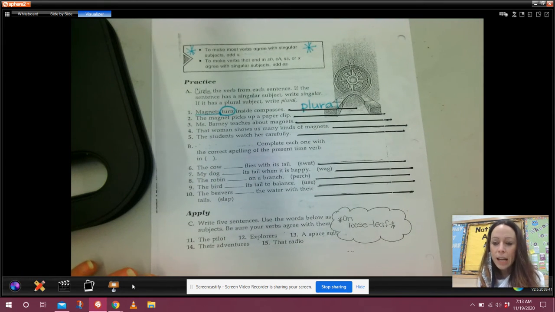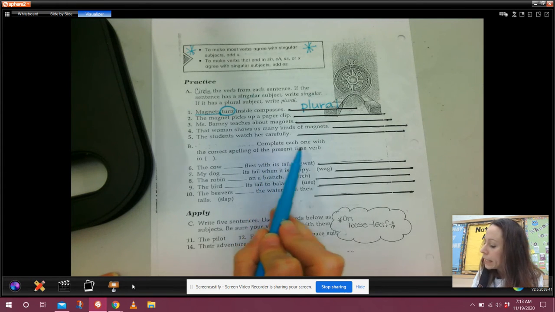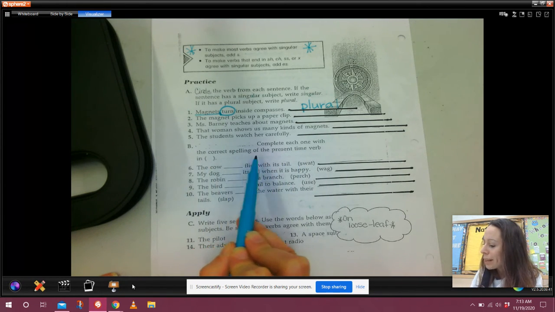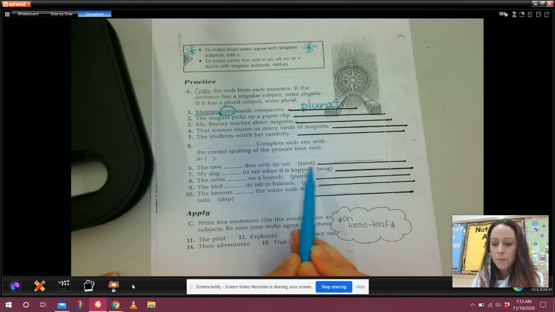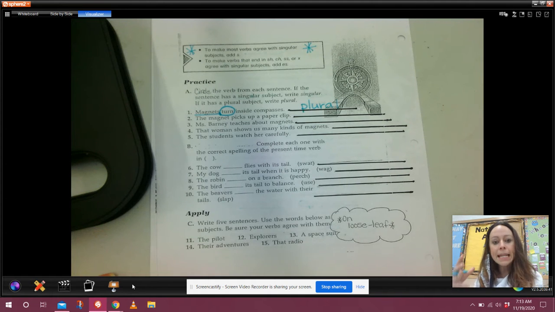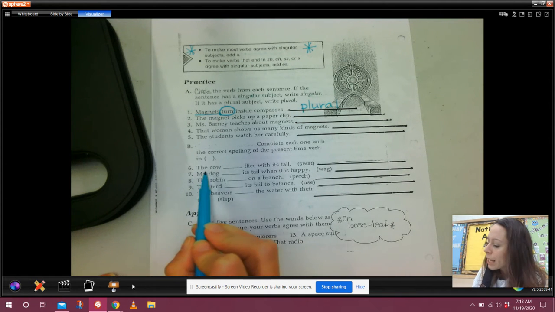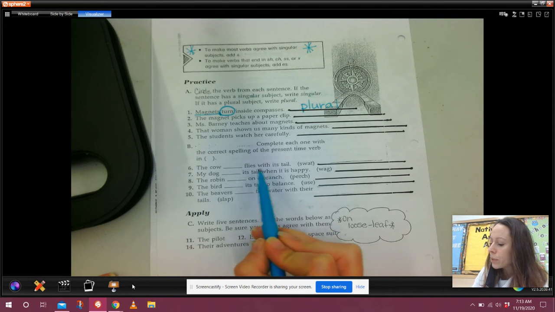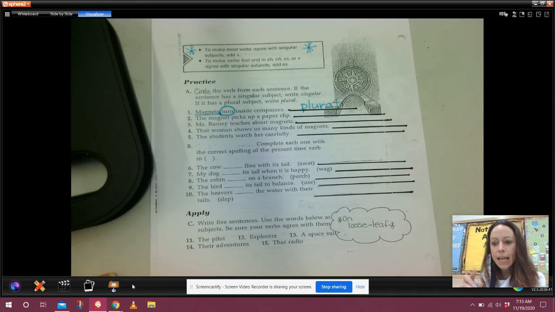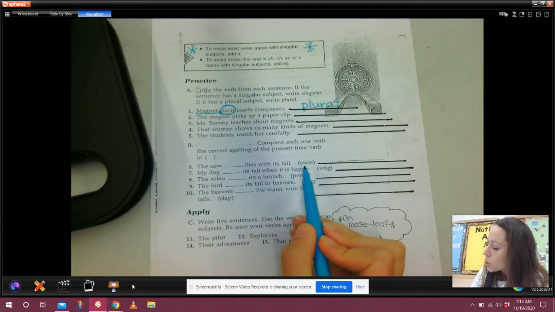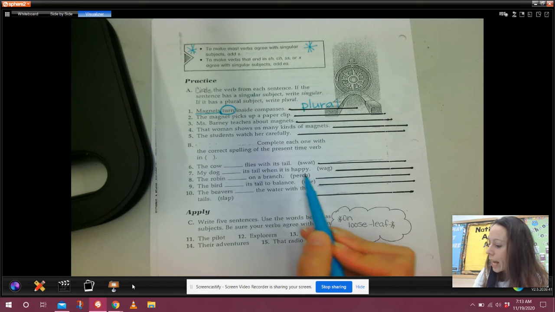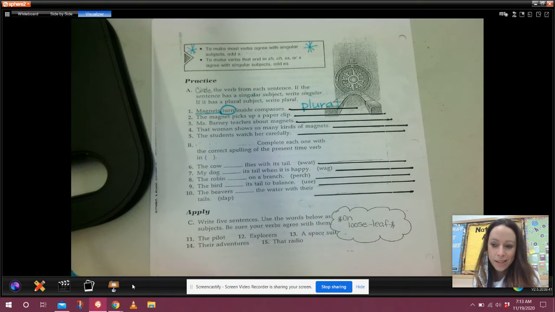Now let's take a look at our next section because the directions change a little bit. Complete each one with the correct spelling of the present time verb in parentheses. So we're going to use these words here. Present time means it's happening now. Okay? So the cow swat flies with its tail. Now we have to decide, do we need an S to make it agree, or do we not need an S or an ES if you need? The cow swat flies with its tail, or the cow swats flies with its tail?